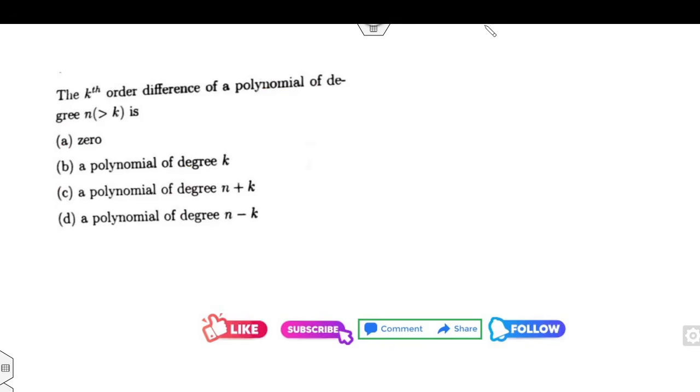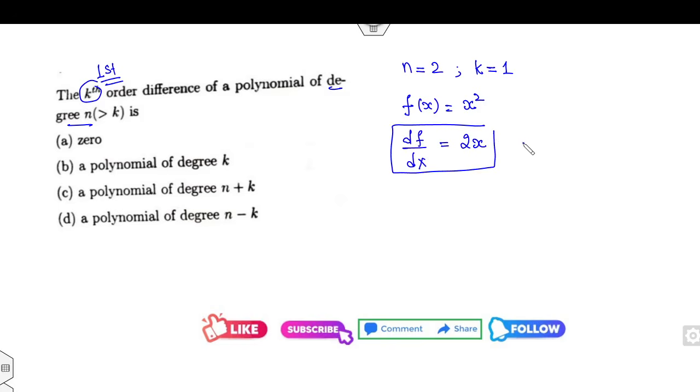The kth difference of a polynomial of degree n. I can choose n as any number. I can choose k as 1 because n must be greater. So take any polynomial of degree n, simple is x square. Your target is to find the first difference, that means your target is to find the first derivative, 2x. What is the degree of this? 1. So the degree is not constant 0.